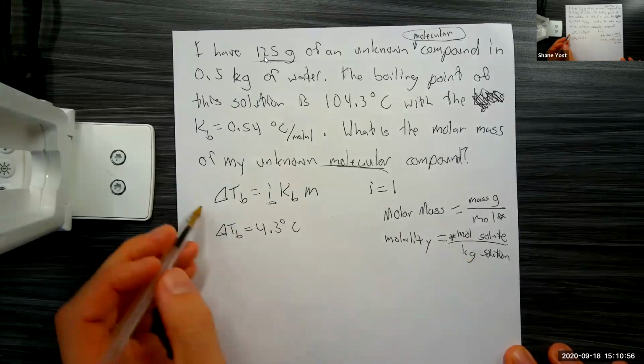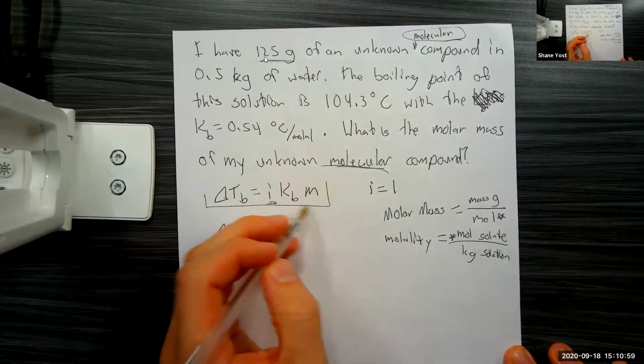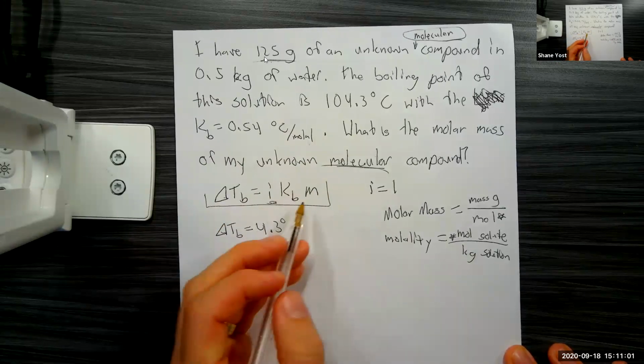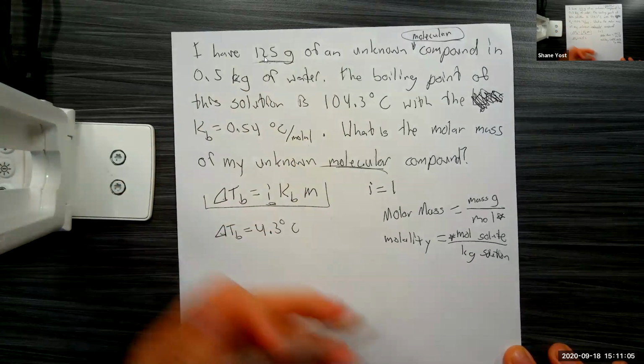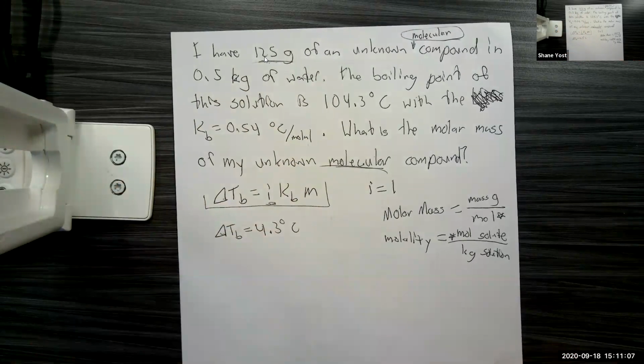And so what I'm going to do is use this equation to get my molality, and then from my molality and the mass of my solvent, I can get the moles of my solute, and then plug that in to get the molar mass. Okay? So that's the path that we want to take here.